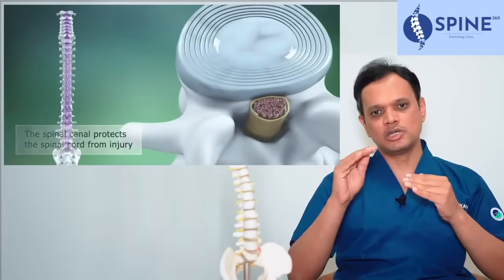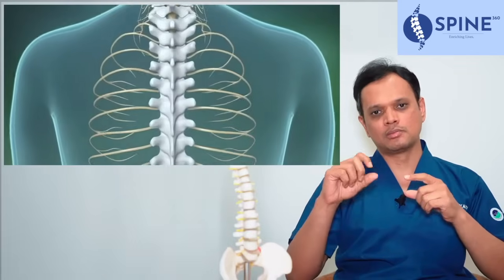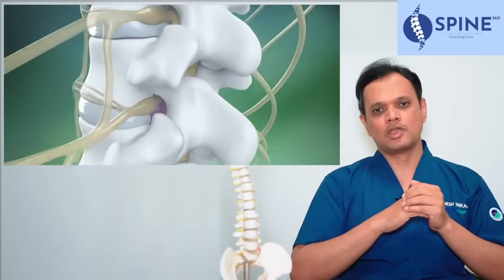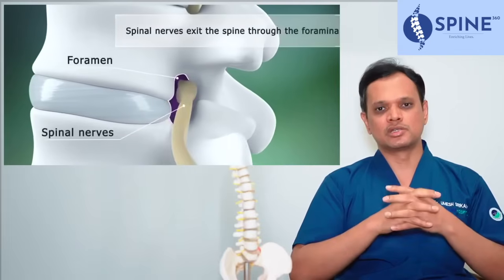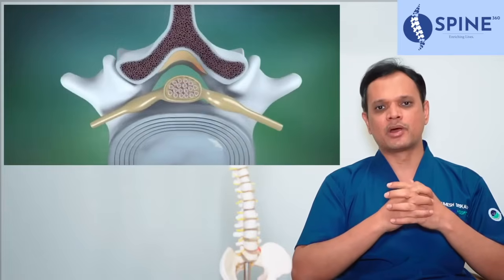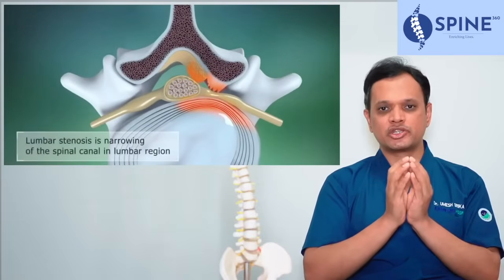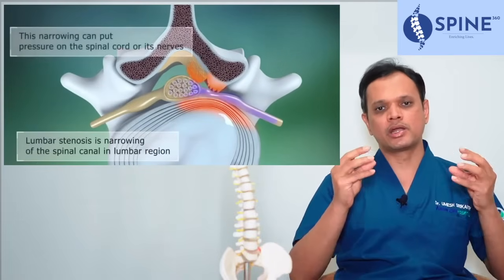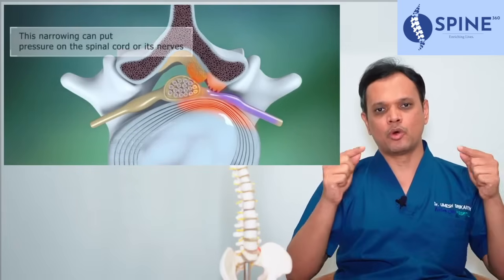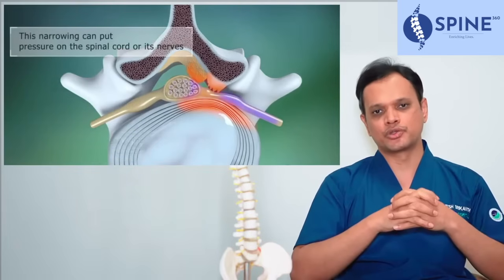Now, in between each vertebra in the spinal column, there is also a small hole or an opening on the side which is called the foramen. So, a lumbar canal stenosis that usually happens in the lower back can result from either a compression or a decreased space in the main canal, or it can also happen due to a reduced space in the foramen or the holes through which the nerve comes out and goes to the leg.